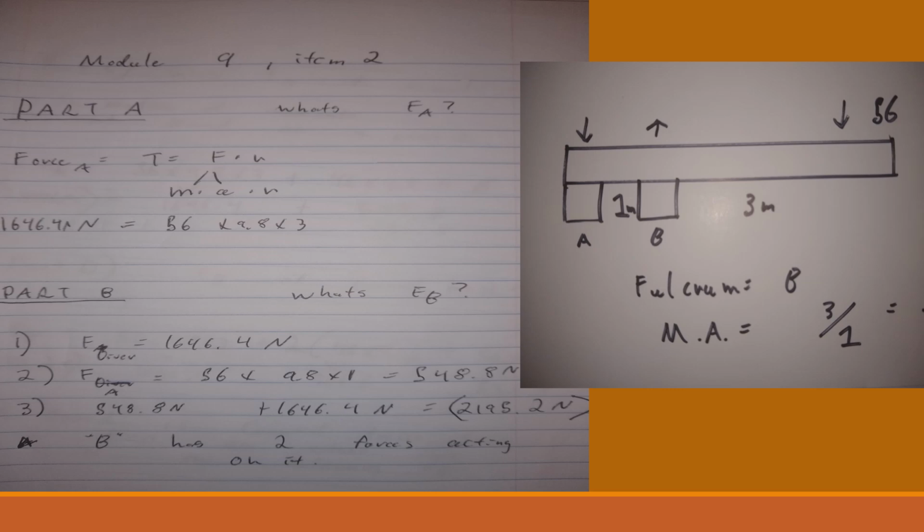For part B, it's the same. We're going to use the 1,646 Newton meters of torque that we found in part A, because the diver is still exerting that much force on the board. But now we also have to calculate the torque that A exerts on B.